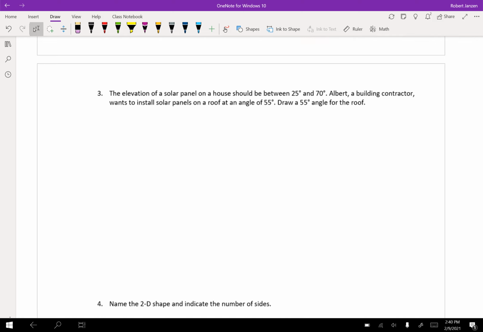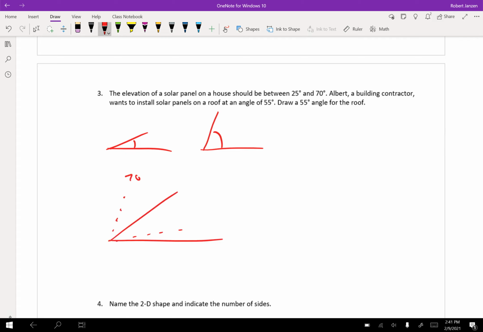Okay, let's put it into a word problem. The elevation of a solar panel on a house should be between 25 and 70 degrees. Okay, so if we just did a quick sketch, 20 degrees would be pretty small. 70 degrees would be quite a bit bigger. This is supposed to be between that. A building contractor wants to install solar panels on a roof of 55 degrees. Draw a 55-degree angle for the roof. Okay, so that's just going to be somewhere in between. You know, if this was 70 and this was 20, then this is going to be somewhere in between.